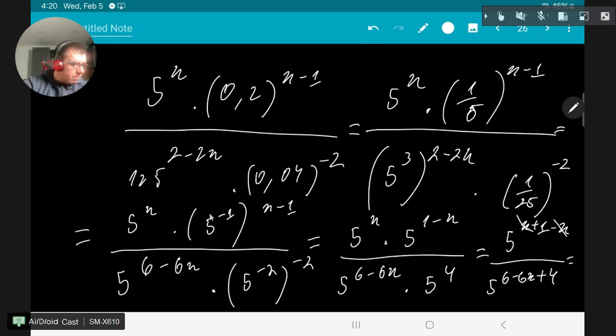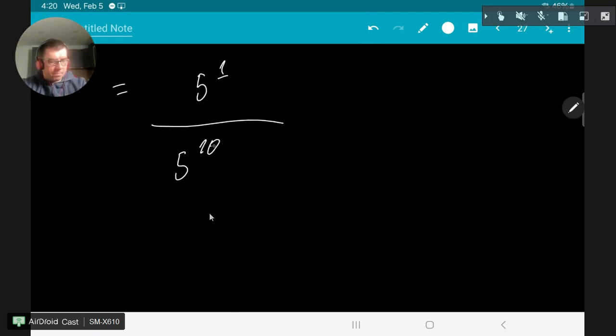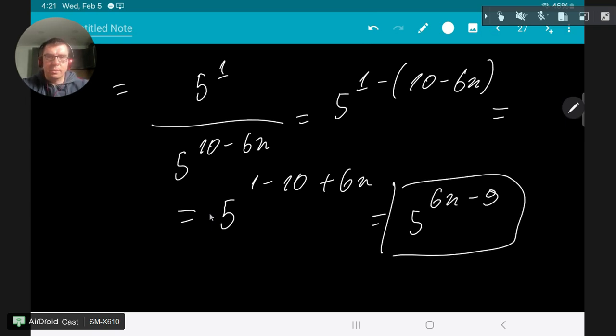This will be the same as 5 to the power of 1 over, I add 6 and 4, 10, so 5 to the power of 10 minus 6n. Again, subtract the exponents, 5 to the power of 1 minus 10 minus 6n, 5 to the power of 1 minus 10 plus 6n, which is 5 to the power of 6n minus 9, and that's the answer. Okay.